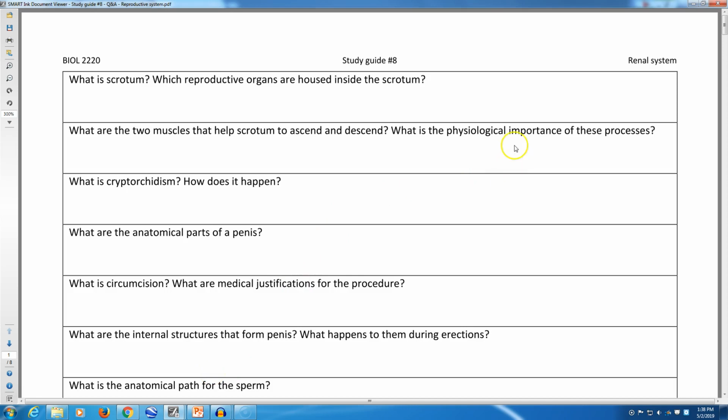Now, sorry, I should have corrected it. It's not the renal system, obviously. It's reproductive.